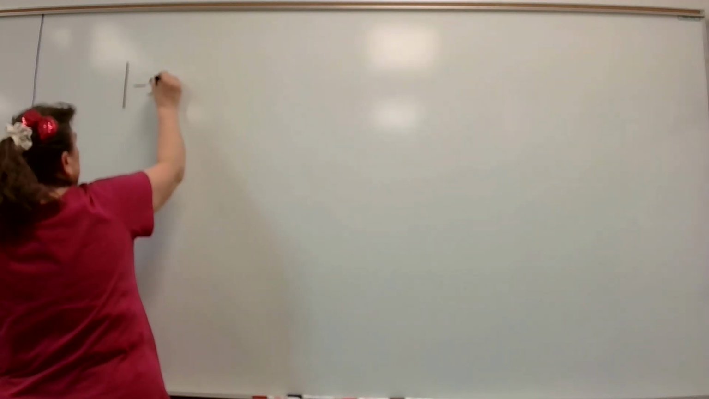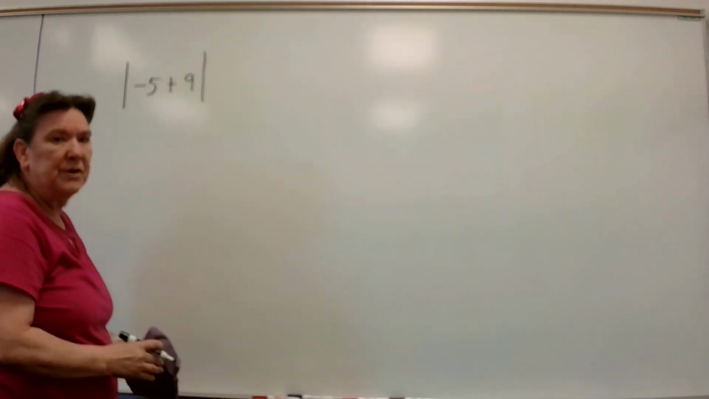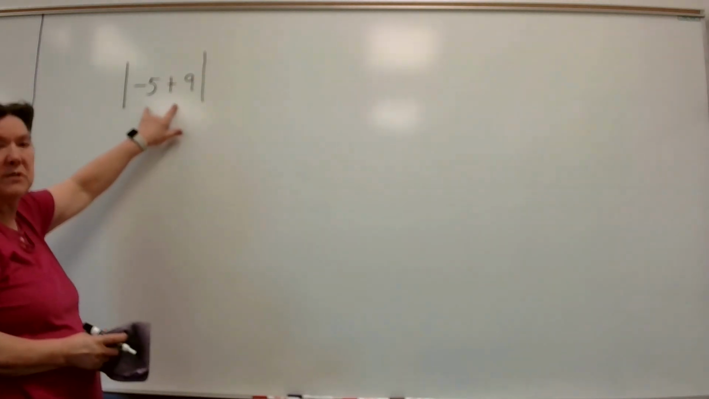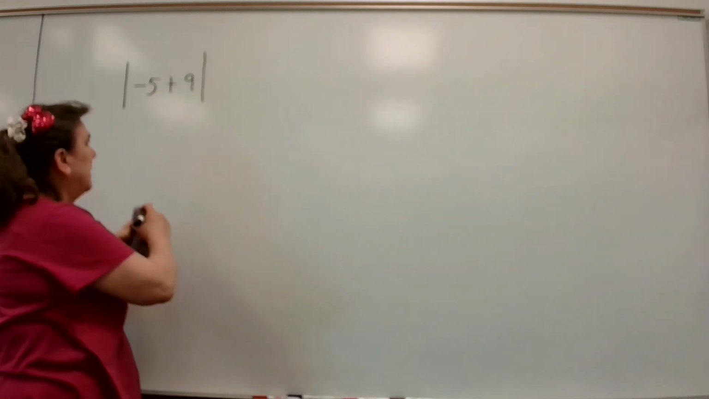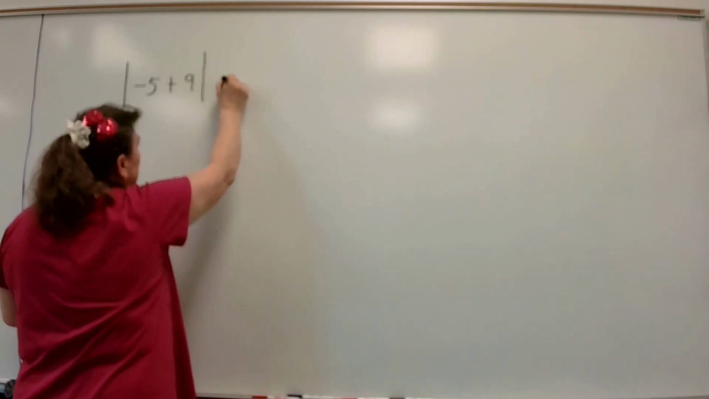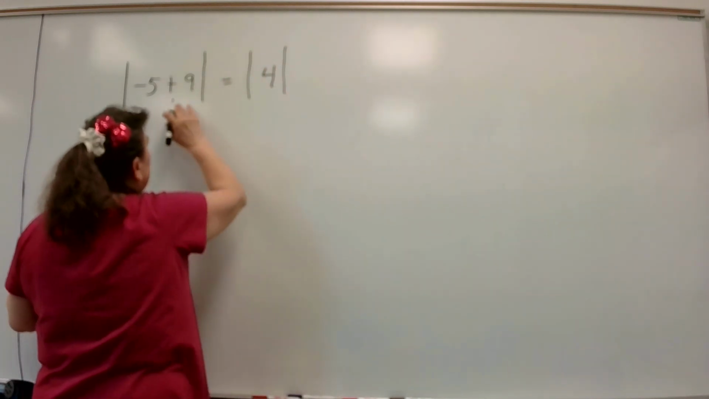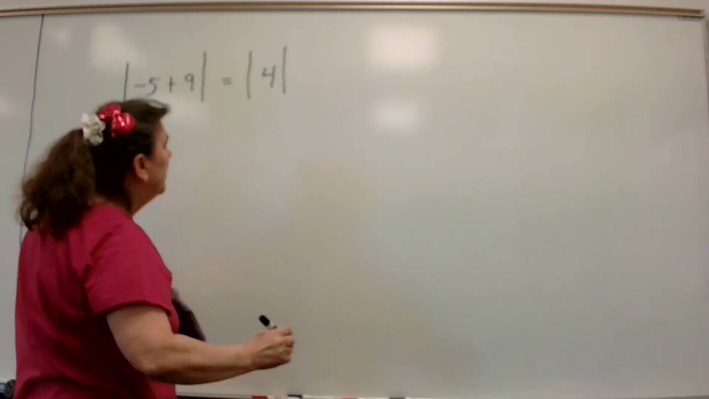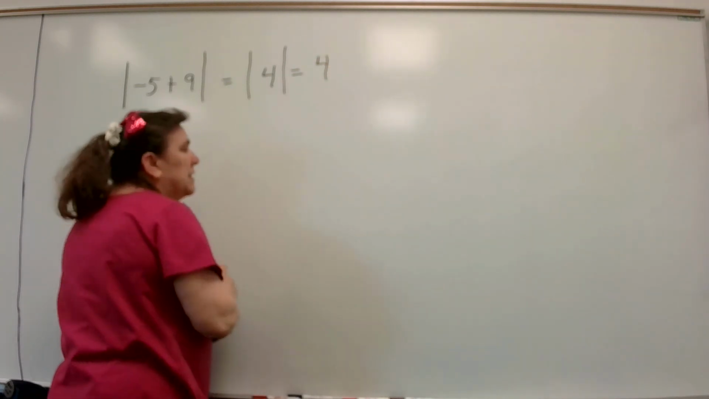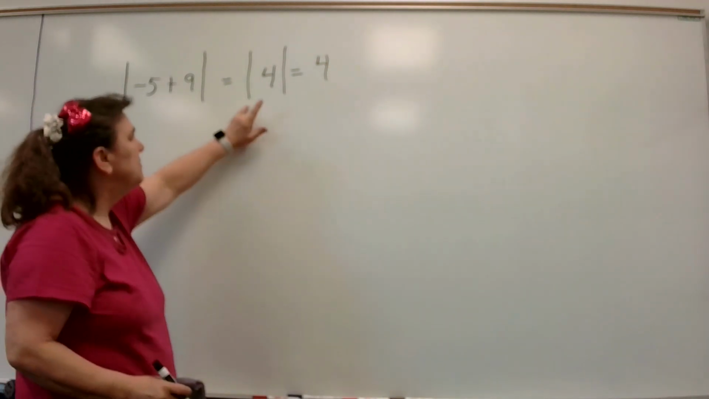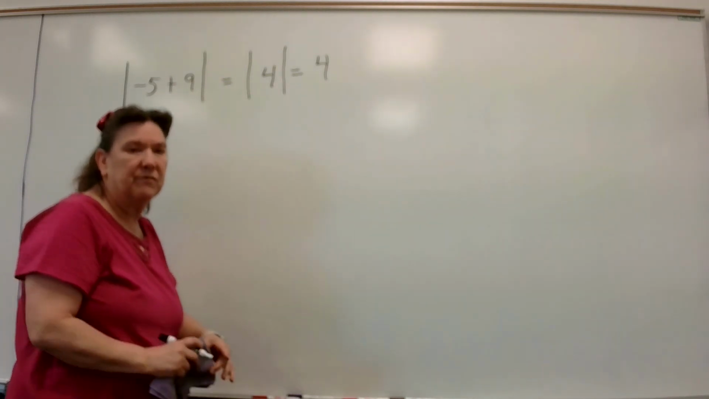Negative 5 plus 9. So the first thing you're going to do is inside our absolute value, we are going to take negative 5 plus 9, which is going to equal a 4, because negative 5 plus 9 is 4, and the absolute value of a 4 is 4. So it's important to carry these absolute value marks until you actually do the absolute value.